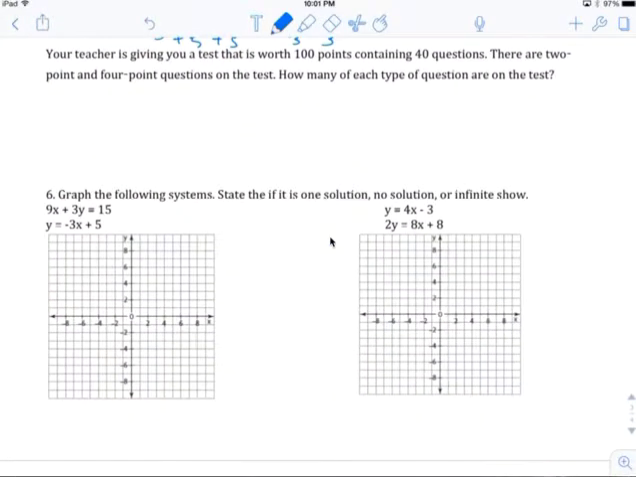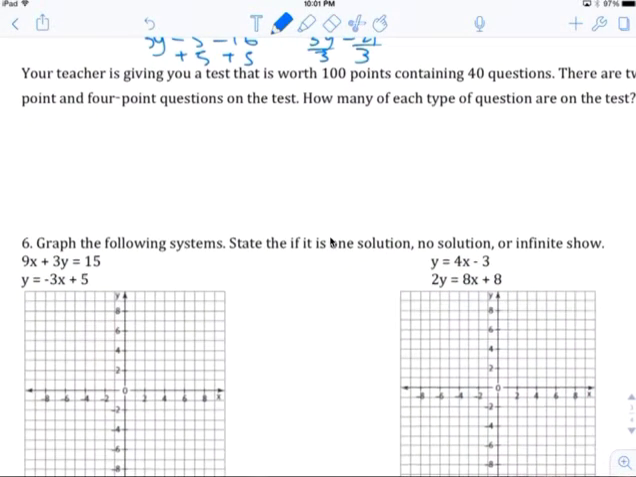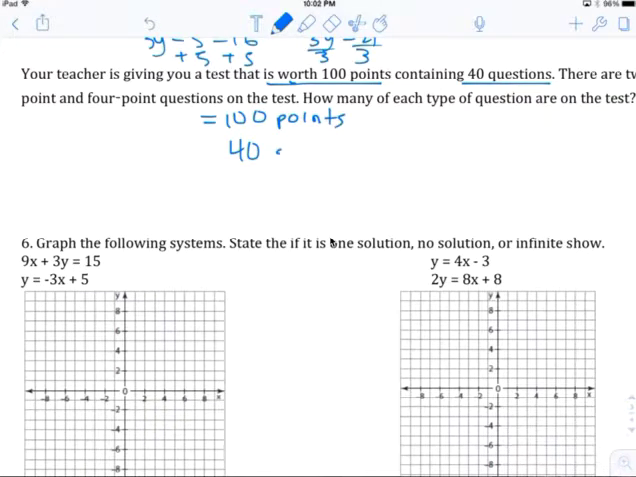Okay. Make sure you know how to graph these, you guys. You too. Most of you should know because we did Algebra 1 Unit 2. So, your teacher's giving you a test that is worth 100 points, containing 40 questions total. So, 40 questions. These are points, this is questions.